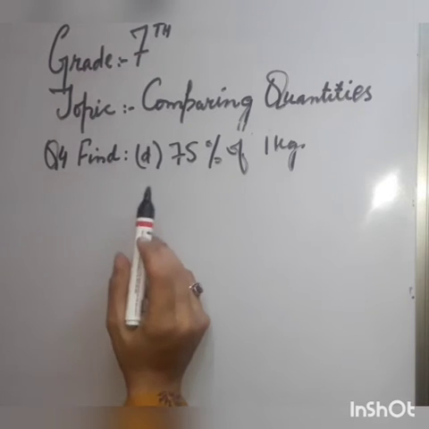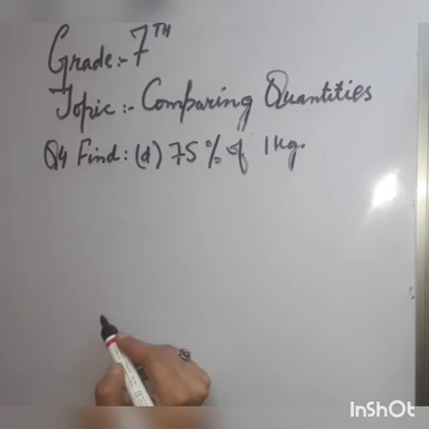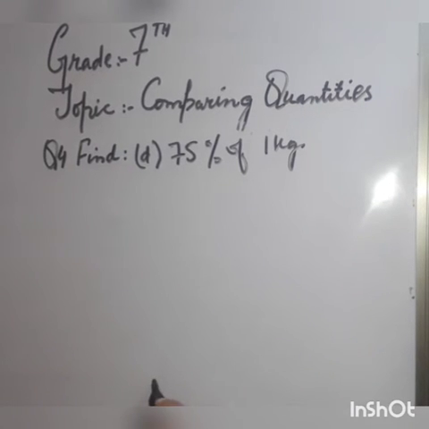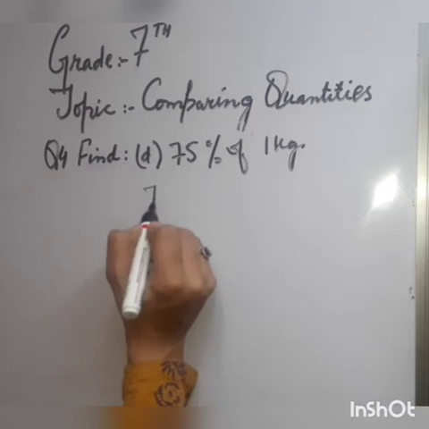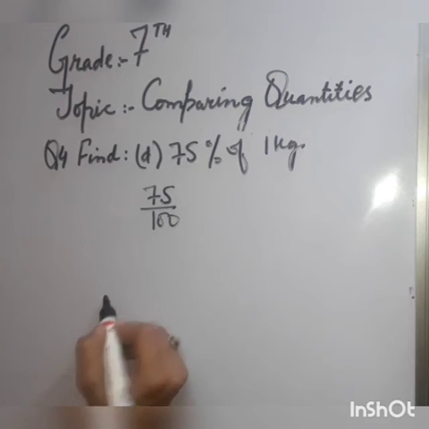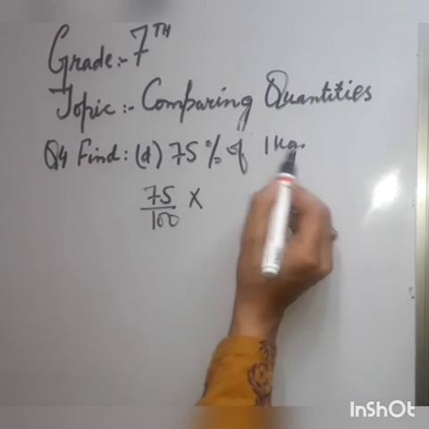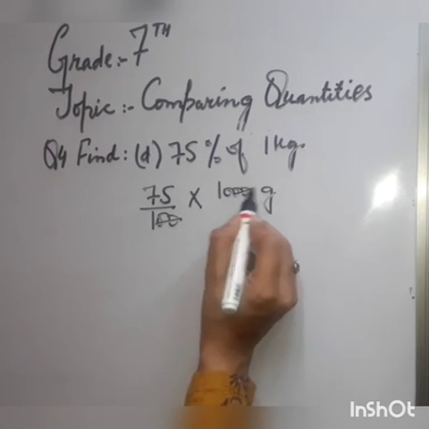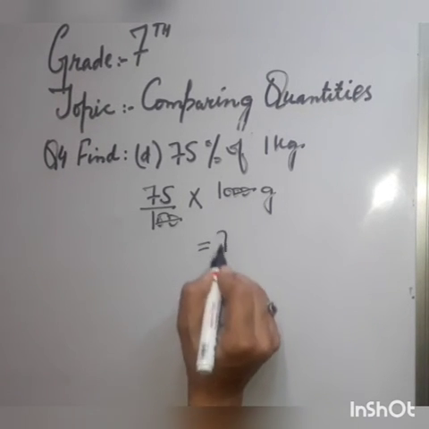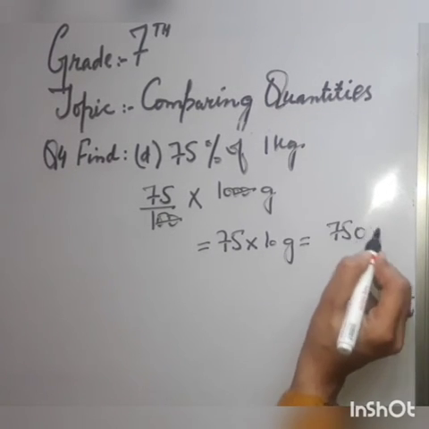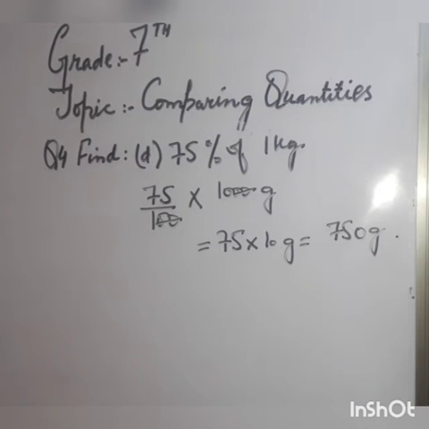Now students, part D is 75% of 1 kg. We have to find 75% of 1 kg. We know that 1 kg is 1000 grams. So we can write this as 75, and instead of the percent sign, we'll write 100 in the denominator, and of means multiplication. Then this 1 kg is actually equal to 1000 grams. Clear? These two zeros and these two zeros will cancel out. So we'll be left with 75 into 10 grams, that is actually 750 grams. Clear? Rest of the parts you will solve yourself.